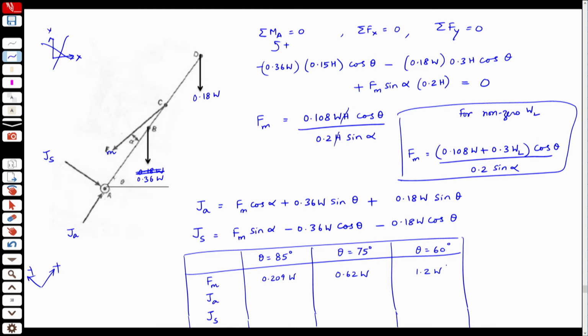What about JA? 2.74 W for theta equal to 85, for theta equal to 75, 3.13 W, and for theta equal to 60, 4.64 W, and the shear force in most cases is almost 0. Okay, it's pretty close to 0 for all three cases.